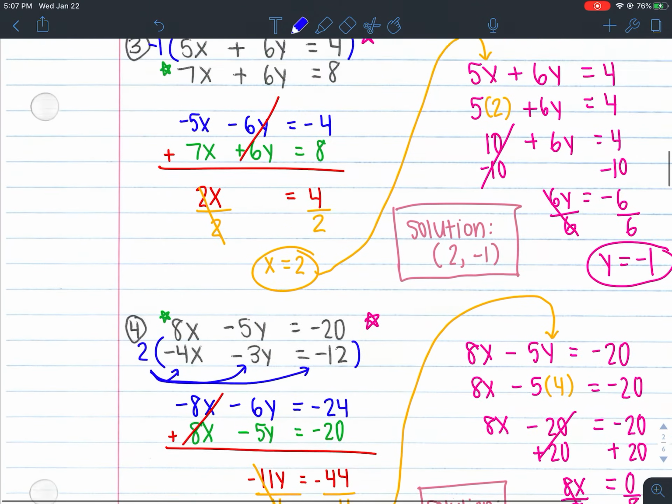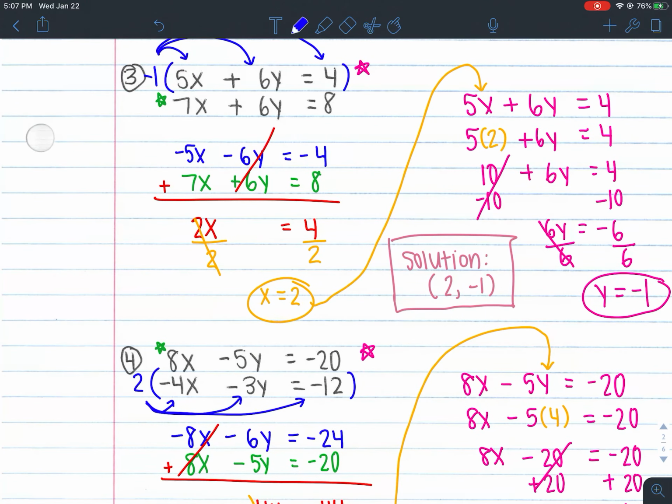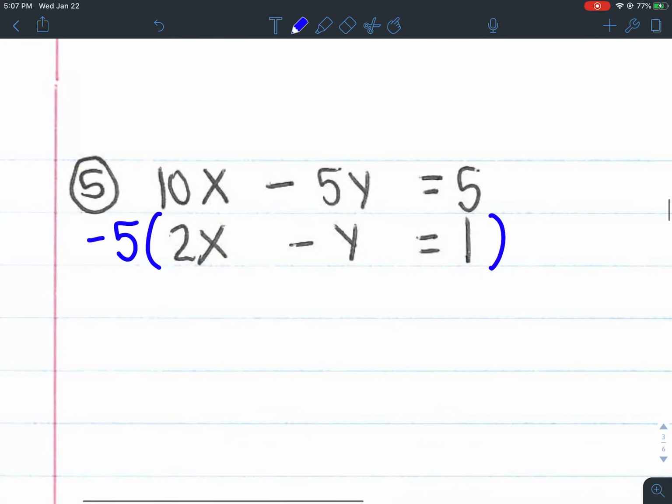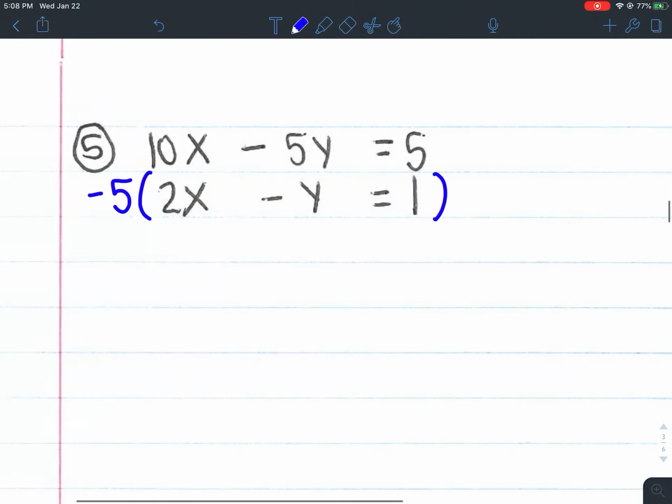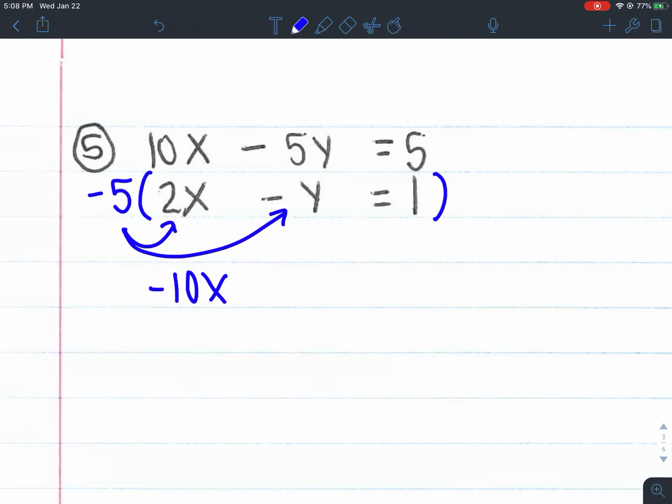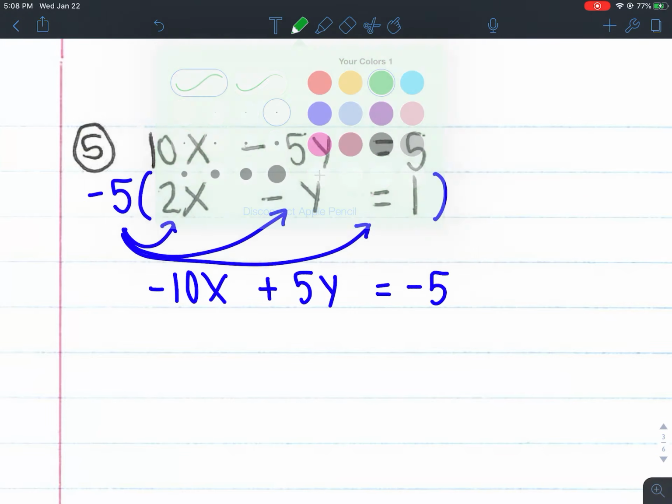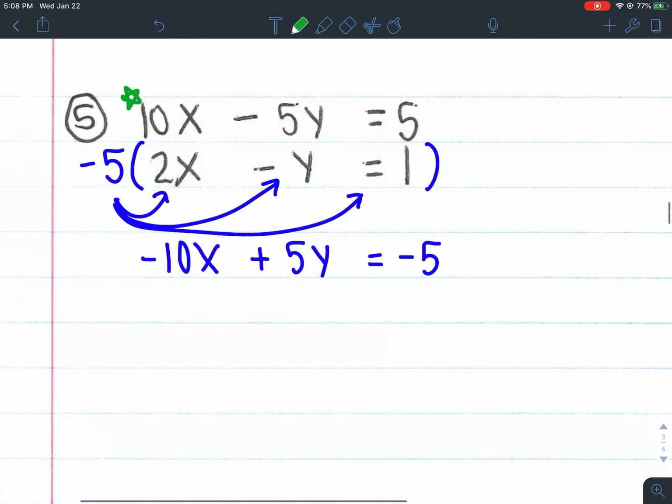So in the last few problems, we haven't had to multiply by a negative number yet, except for in the first problem in number 3. The only time you multiply by negative is if you want to change the sign. So since my x here is positive, I need to change the sign. So I'm going to multiply by a negative. And I'm multiplying by 5 because I'm trying to get it to become 10. So we have negative 5 times 2x, which is negative 10x. Negative 5 times negative y is positive 5y, because that's a 1 in front, right? And then negative 5 times 1, which is going to be negative 5. And I didn't do anything to my first equation, but I am going to write it down so that they're stacked on top of each other.